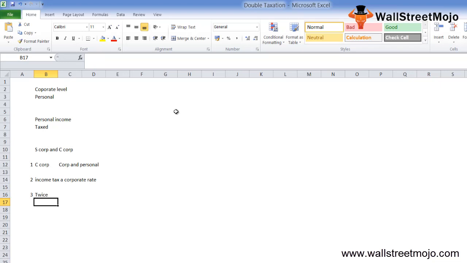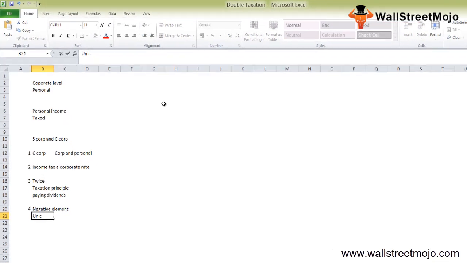The S Corp is not affected by the taxation principle, as it passes the earnings directly to the shareholders without going via the intermediate step of paying the dividends. Double taxation is generally accepted as a negative element of the tax system, and the tax authorities try to avoid it in the possible situations. The taxation process puts the corporation at a disadvantage when compared to unincorporated businesses.